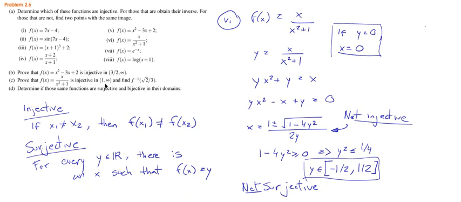Now in C they say prove that this function x over x squared plus 1 is injective in this domain 1 to infinity, and then find its inverse. So let's go and work through this.